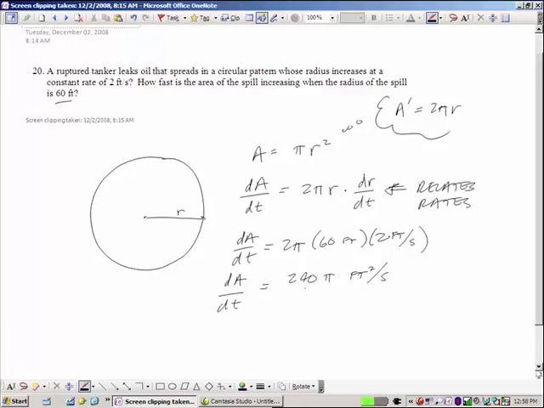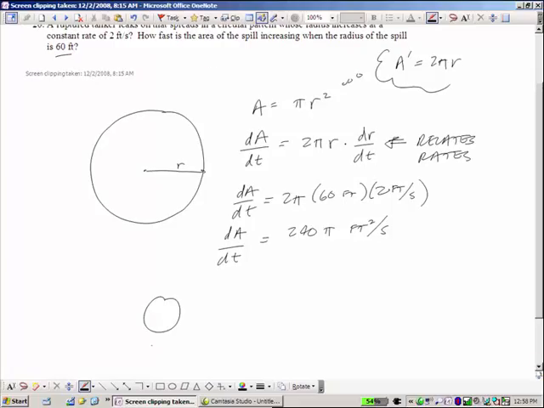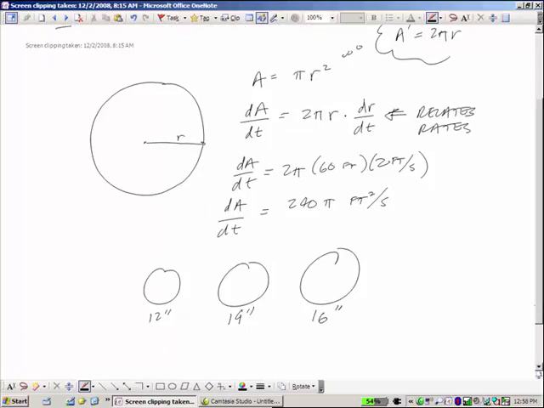Doesn't that make sense? It's pi r squared, right? You're squaring, not just a linear thing. It's an area, where it's getting bigger all around. If you think about pizza, don't they usually have the 12-inch, the 14-inch, and the 16-inch, the small, medium, and the large, something like that?